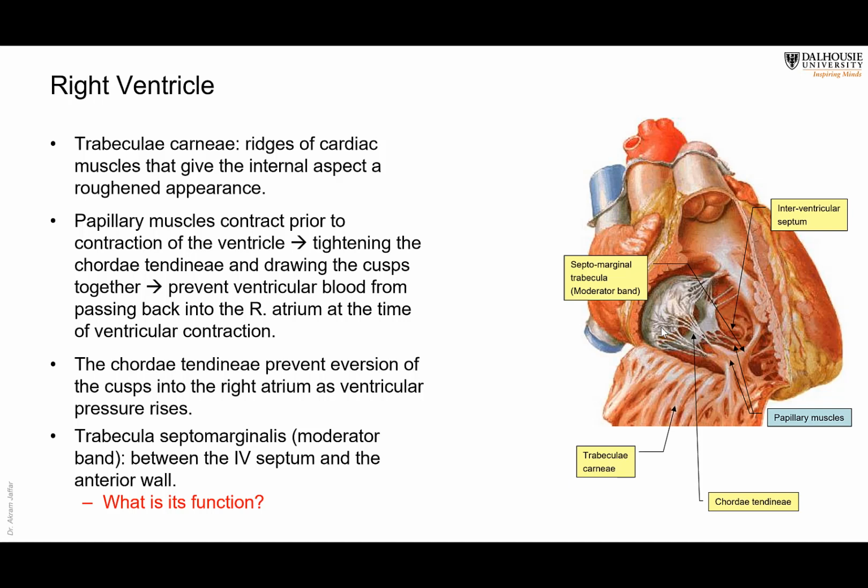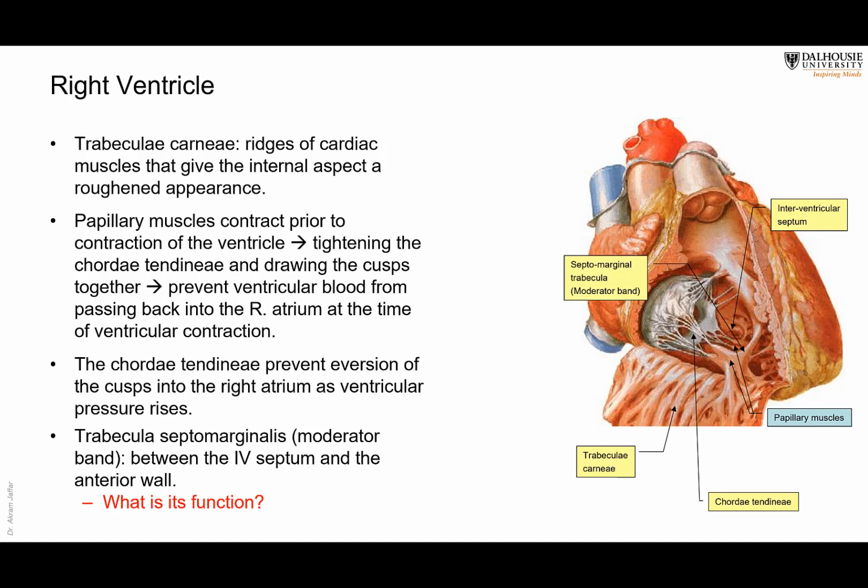And this will prevent regurgitation of blood to the atria. So the blood has only one way to pass, that is to pass through the pulmonary opening, which is guarded by the valve. So it's going to push these cusps, these semilunar cusps, in front of it, and will go to the pulmonary trunk.